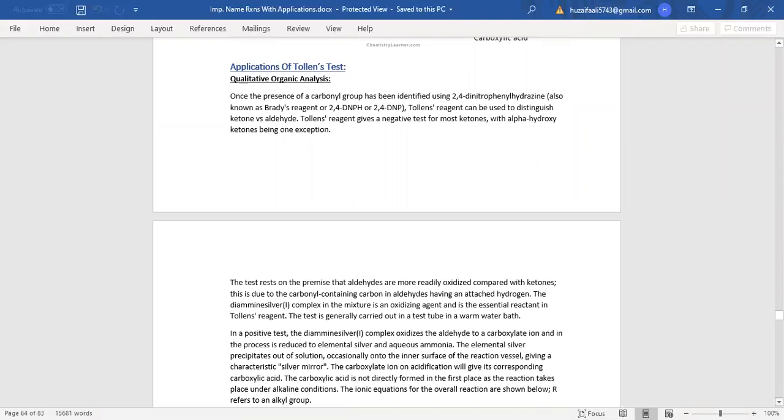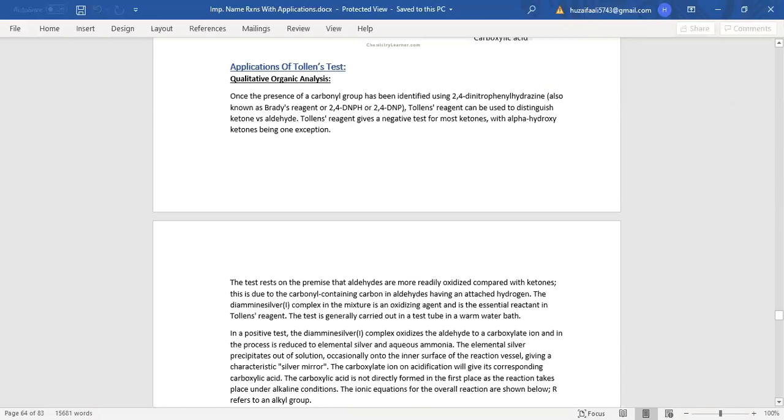Applications. Qualitative organic analysis. Once the presence of a carbonyl group has been identified using 2,4-dinitrophenylhydrazine, Tollen's reagent can be used to distinguish ketone versus aldehyde. Tollen's reagent gives a negative test for most ketones, with alpha-hydroxy ketones being one exception.